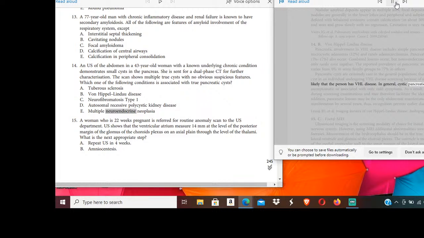In general, cystic pancreatic lesions in VHL disease are asymptomatic or associated with only mild symptoms. As a result, they are typically detected during screening examinations and may therefore facilitate the identification of gene carriers. In addition, pancreatic lesions may be the only abdominal manifestation and may precede any other manifestation by several years, thus, recognition permits earlier diagnosis of VHL disease.